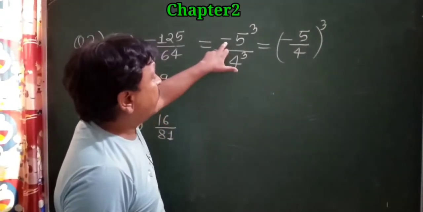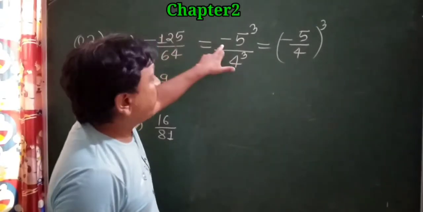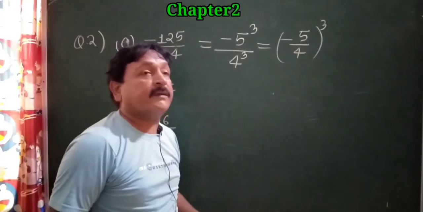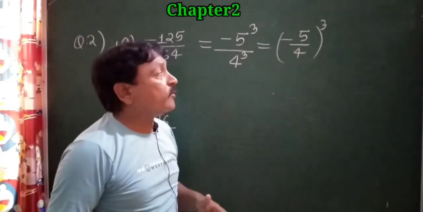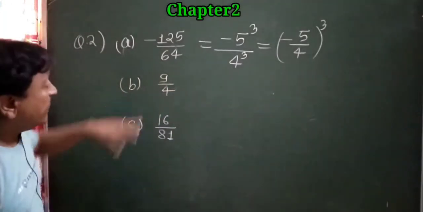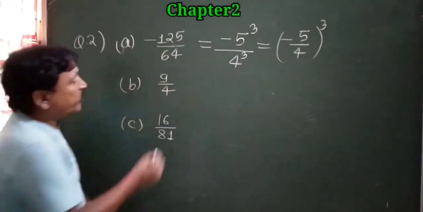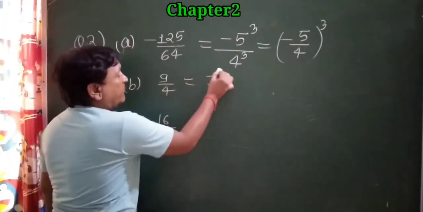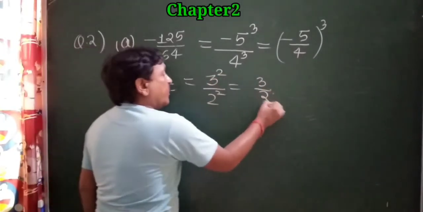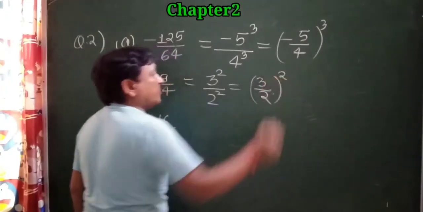Always keep this thing in mind: if the answer is coming negative, then we have to keep the power as an odd number, because if the power is an odd number, then the expanded form comes out negative. Okay, see now again we have to write it simply. 9 is the square of 3, 4 is the square of 2. So we can write it as 3 upon 2 raised to the power 2.